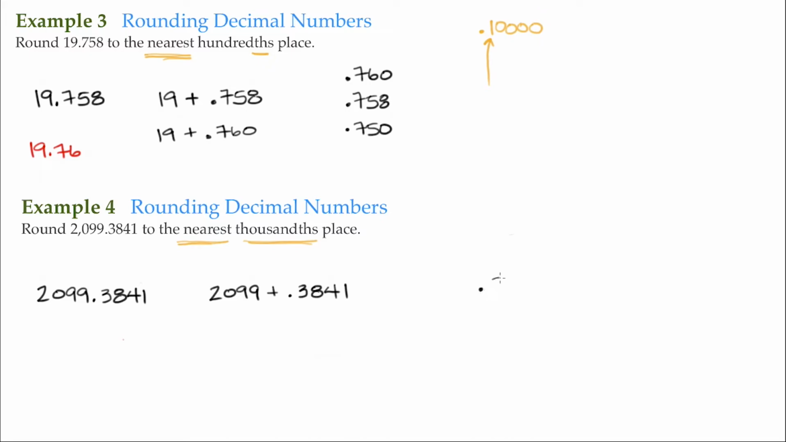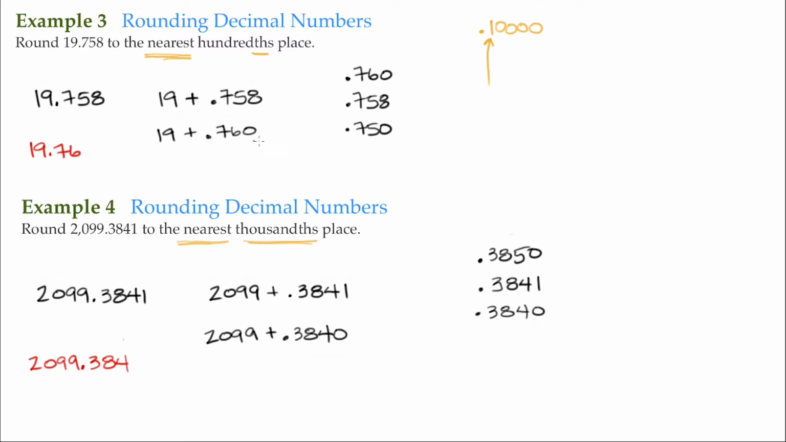So 0.3841, it's either going to go to 0.3850 or 0.3840. And of course, for 0.3841, the digit that we use is the one to the right. That's less than 5. So we go down to 0.3840. So this is 2,099 plus 0.3840. So when we write this, this is 2,099.384. There's no reason to tag on the 0 here, so we just leave it like this.